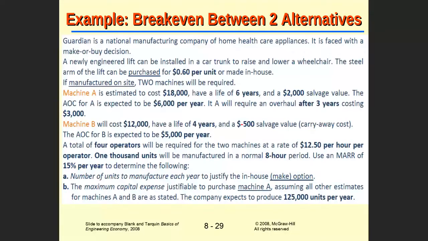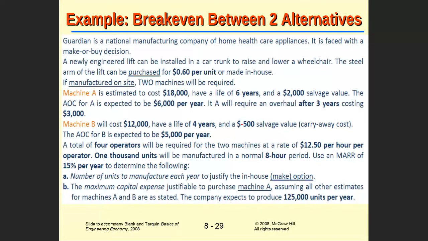Welcome everyone to Engineering Economy, and today we'll have an extra example for the break-even analysis when we have two alternatives. This example has two options or two alternatives. One of them is to have a machine or two machines, let's say, to perform the job, or to have an equipment that is made in-house, or two machines to be purchased.